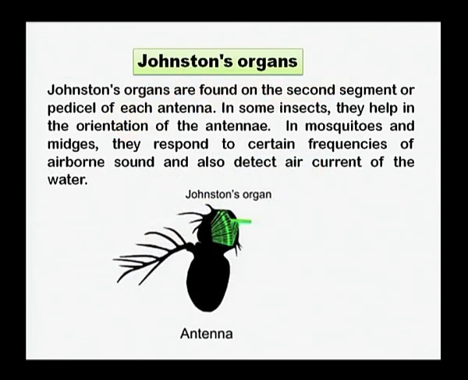Now, there is a special organ which is known as Johnston's organ. This Johnston's organ is located on the second segment of the antenna, or the pedicel of each antenna, and this organ helps in the orientation of the antennae. If we talk about mosquitoes and midges, these Johnston's organs are very well developed and they respond to certain frequencies of airborne sound and also detect air currents or water currents, as we know that the larvae of mosquitoes spend part of their life in the water.